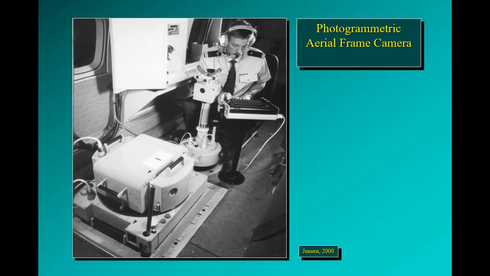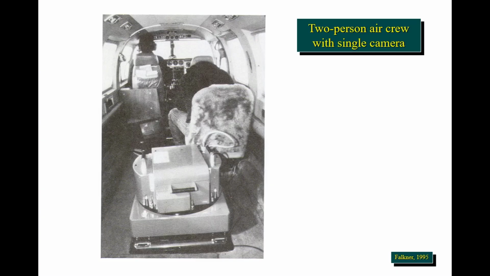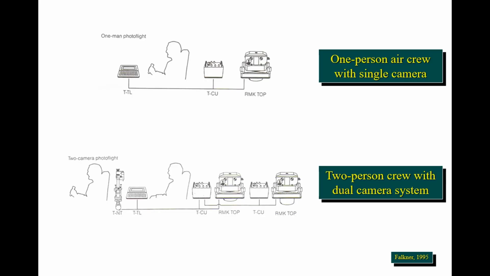This is a typical setup inside the aircraft fuselage for a photogrammetric aerial frame camera. So you see the operator positioned right next to the aerial camera system. And this is another example where we have a single camera and a two-person aircrew. And the upper portion of this figure shows a schematic diagram of a one-person aircrew with a single camera system, and the bottom portion shows a two-person crew with a dual camera system setup.